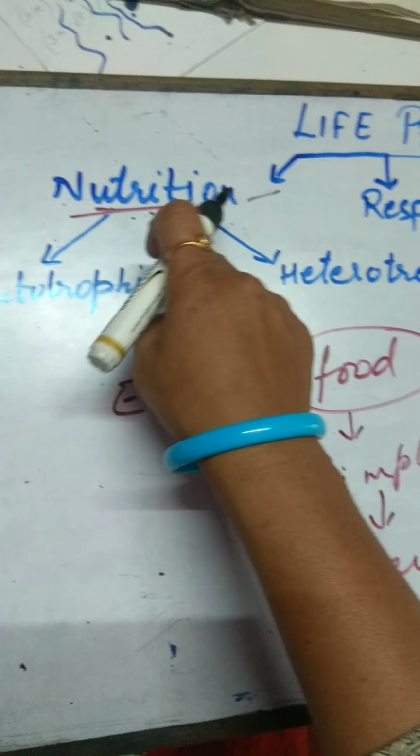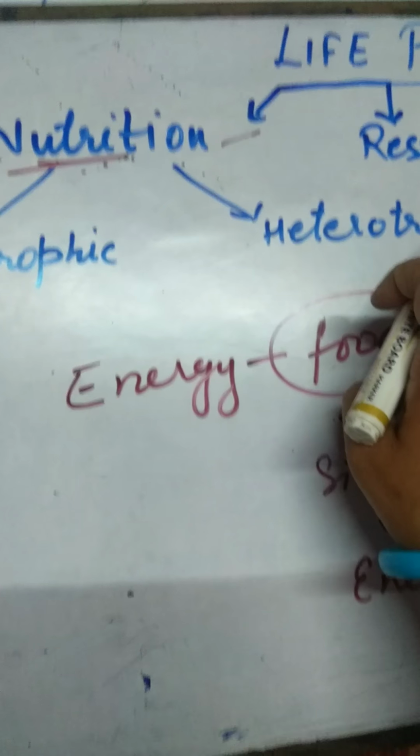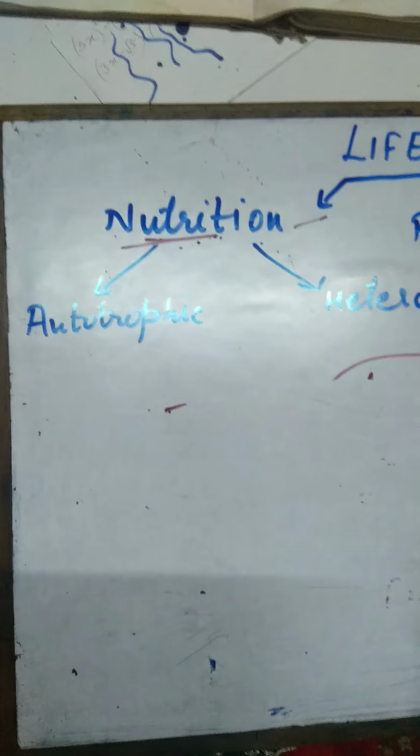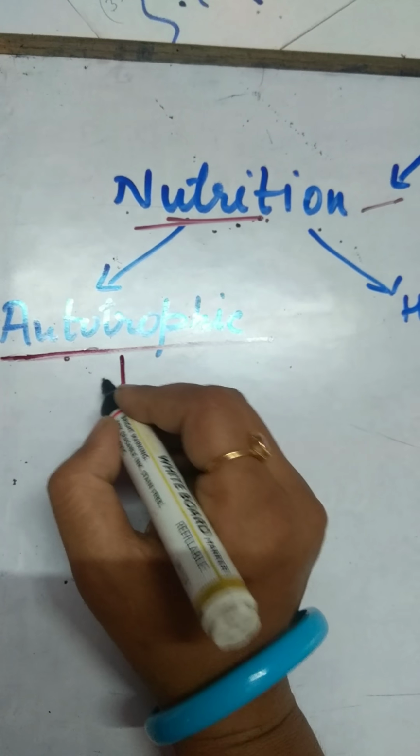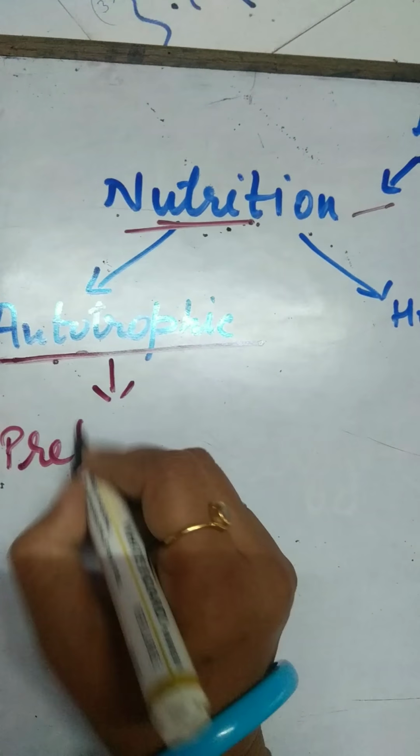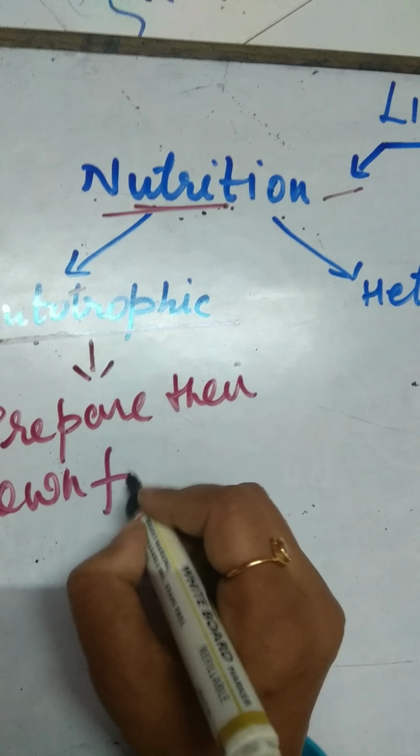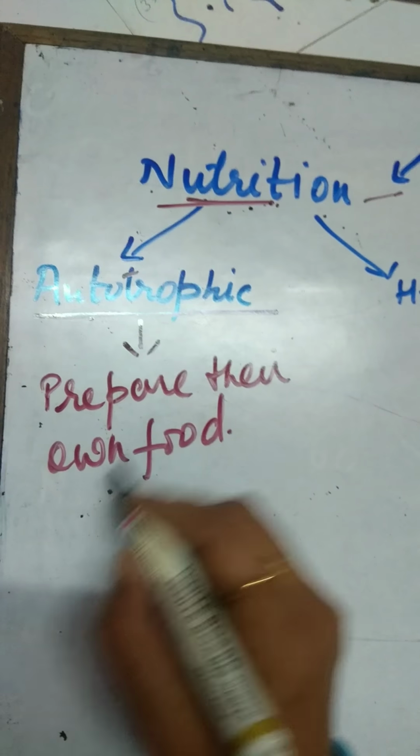Now it is of two types. It may be autotrophic or heterotrophic. Already in lower classes, you must have come across these terms, autotrophic and heterotrophic. Autotrophic means, auto means self. Autotrophic means organisms which prepare their own food. Organisms which prepare their own food are included in autotrophic.